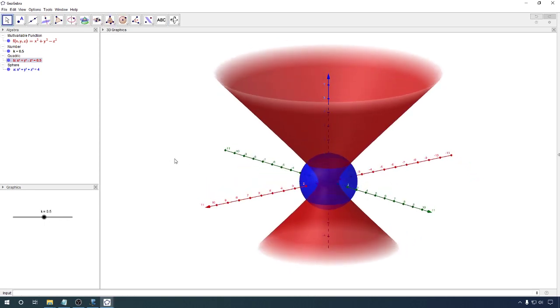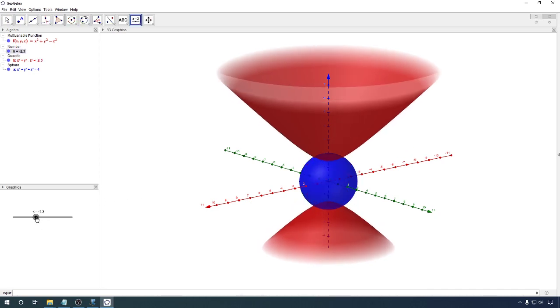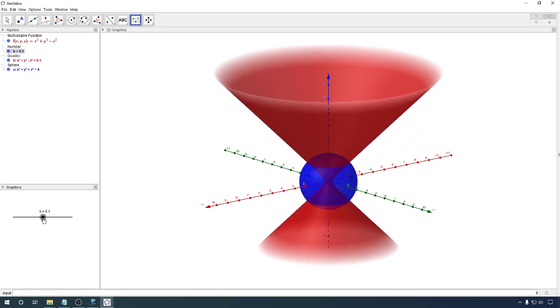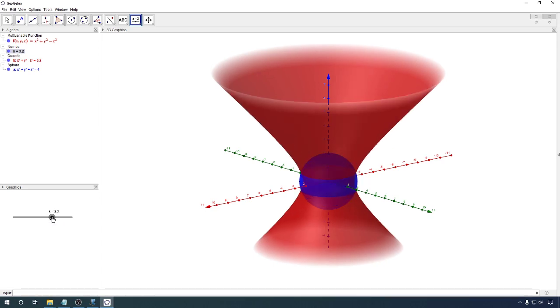This is actually a hyperboloid of, well, the one I have up here right now is of a single sheet, and depending on where I move my slider, I can turn that into a hyperboloid of two sheets. At the very cusp, when k equals 0, if it'll allow me to select it, we actually do get a cone. So various quadratic surfaces.